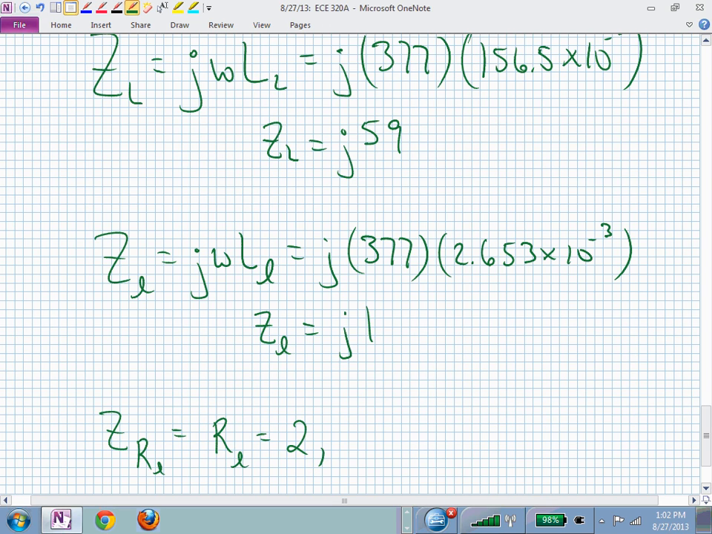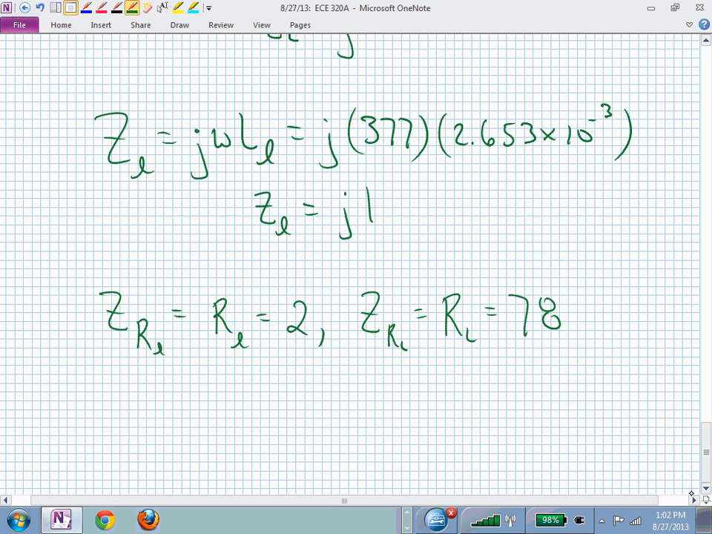It's not a function of frequency. That was how we were able to solve our original problem. We didn't have to worry about frequency. And likewise, the impedance of the load resistor is just capital R sub capital L, which was 78. Now we have the elements in our circuit modeled by complex impedance values.